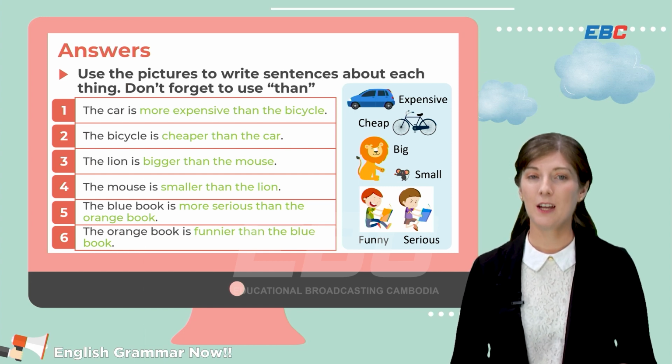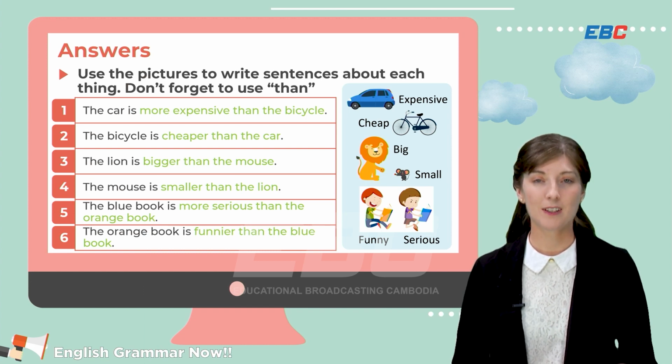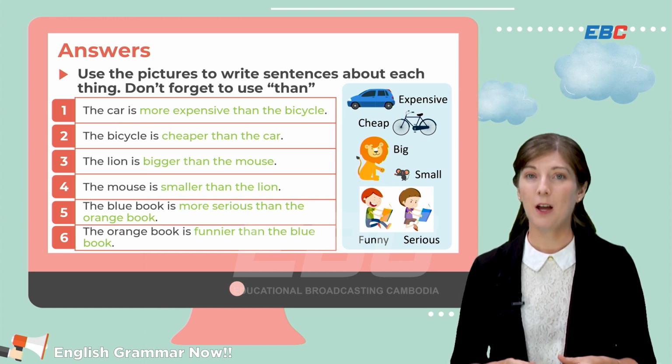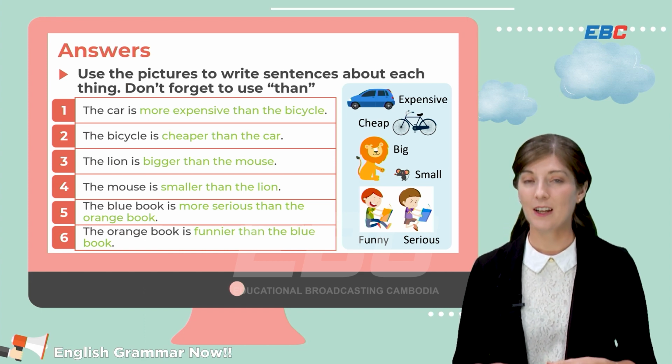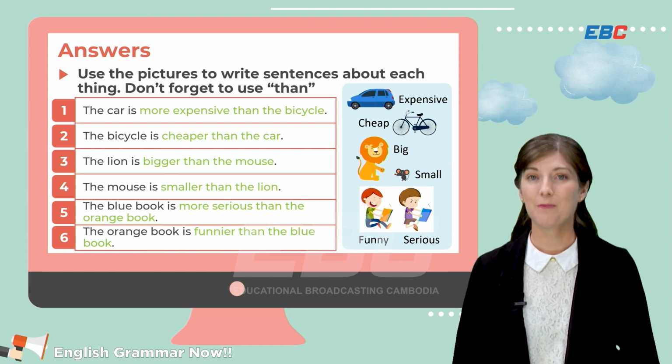Number 5. The blue book is more serious than the orange book. Number 6. The orange book is funnier than the blue book. Did you remember that serious is an adjective with 3 syllables, so we can't add an ER ending. We have to put more before the adjective. Great job!